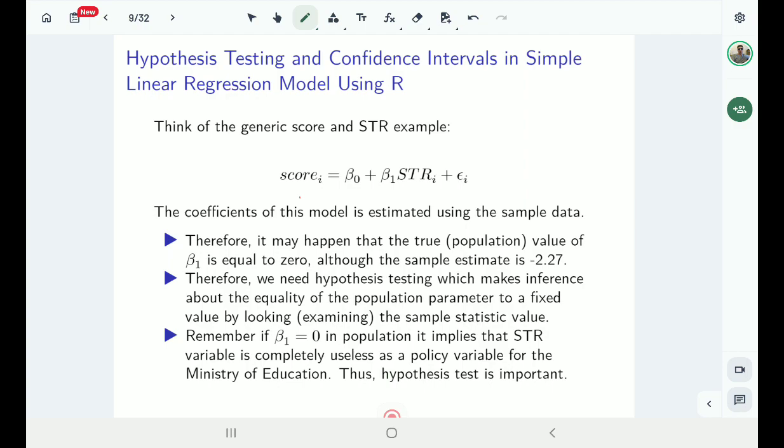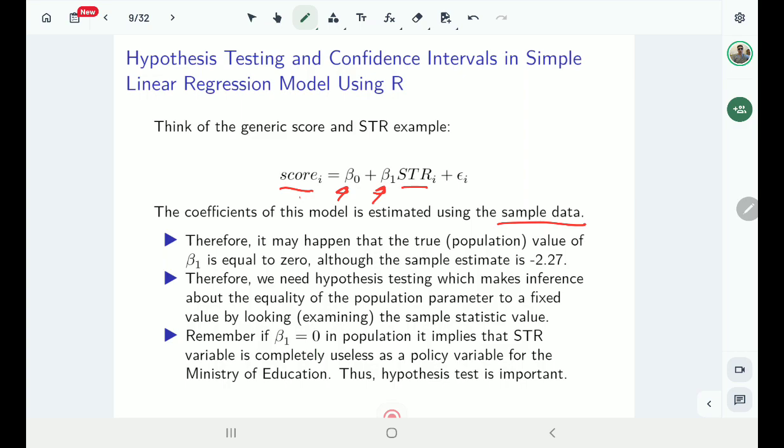Now let's think of the generic example. You have test scores, the average test score in school i, defined by the student to teacher ratio at school i. We suppose that this is the true relationship. The problem here is that even if the model is correct, we cannot get the true values of these parameters, because we are operating at the sample level. We are dealing with the sample data. We don't have the population data.